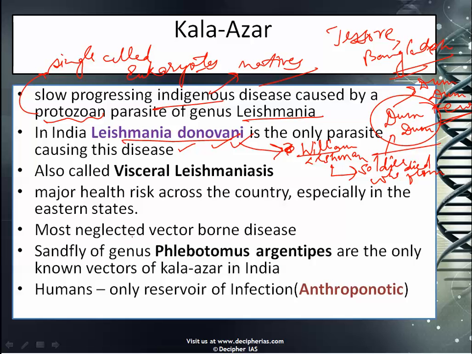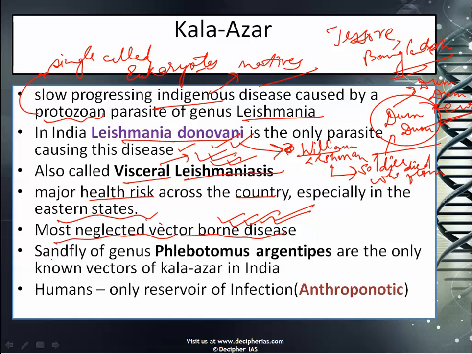Now it is also called visceral leishmaniasis. It is called visceral because this disease affects the internal organs of the human body. So it is a major health risk around the country, especially in the eastern states. That I will deal with later. Which are those states? So it is the most neglected vector-borne disease. Most neglected. You should remember it is most neglected.